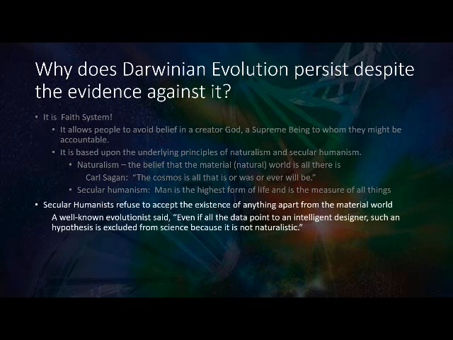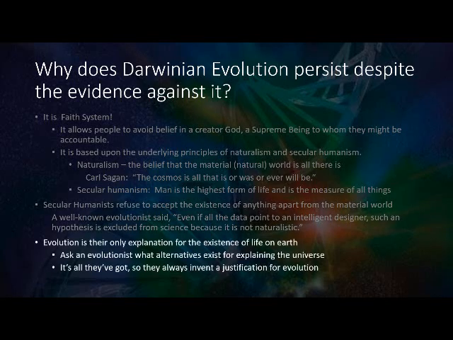They refuse to accept the existence of anything apart from the material world. And one well-known evolutionist has said, even if all the data point to an intelligent designer, such a hypothesis is excluded from science because it is not naturalistic. So they've written the rules to say there is no God, and they won't even consider a God. Well, when you reach that point, I would say you have a faith system. You don't have free scientific investigation and inquiry.